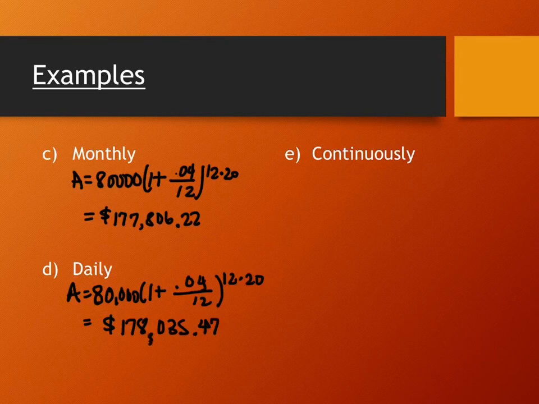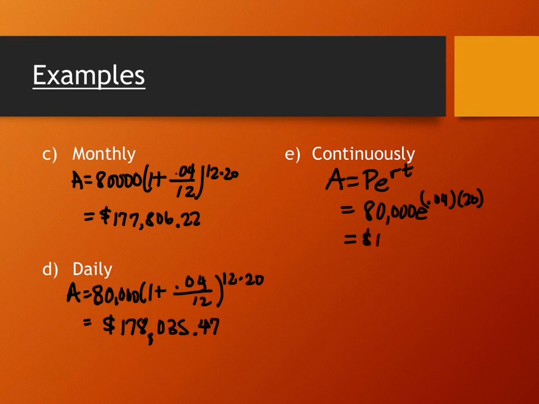Okay, last one, continuously compounded. This one's a different formula. This is A equals P e to the rt. Principal's still 80,000. e is a number that your calculator will handle just fine. You can use the e in the calculator. And then your interest rate is 4%, 0.04, times the time length, which is 20. And again, I'd multiply the 0.04 and the 20 before I ever use it as an exponent. If done properly, you'll find out that you have $178,043.27.